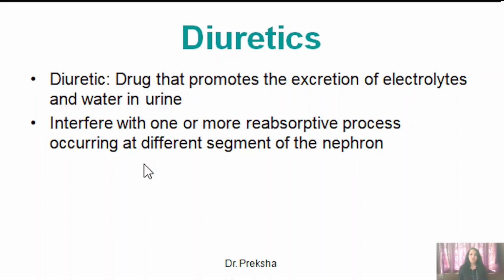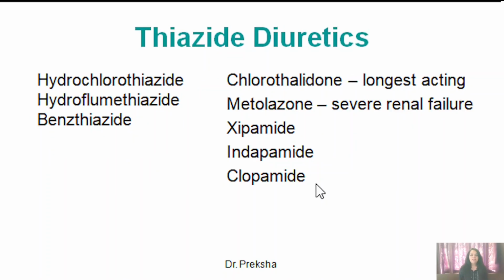So first of all, what is a diuretic? Diuretics are the drugs that promote the excretion of electrolytes and water into the urine. Diuretics achieve this action by interfering with one or more reabsorptive processes which occur at the different segments of the nephron. Classification of thiazide diuretics includes hydrochlorothiazide.